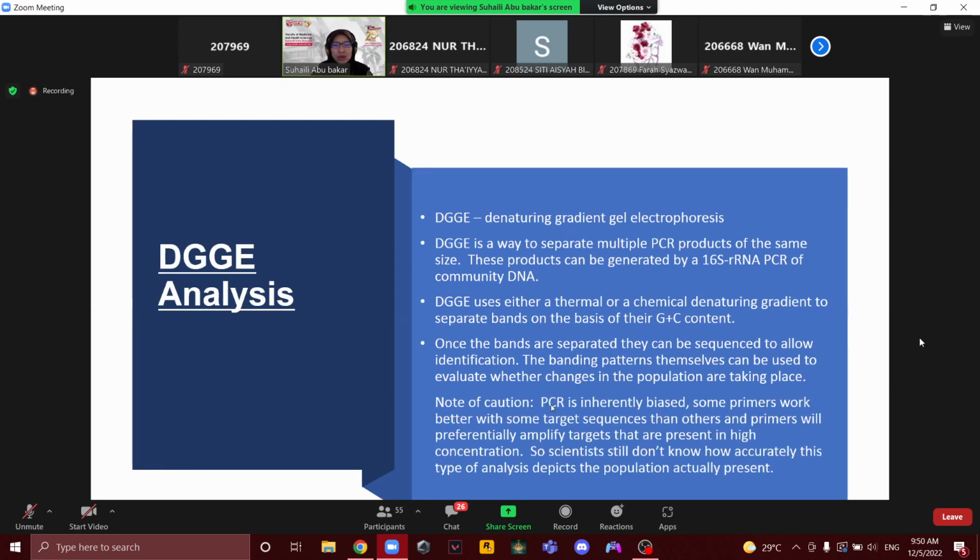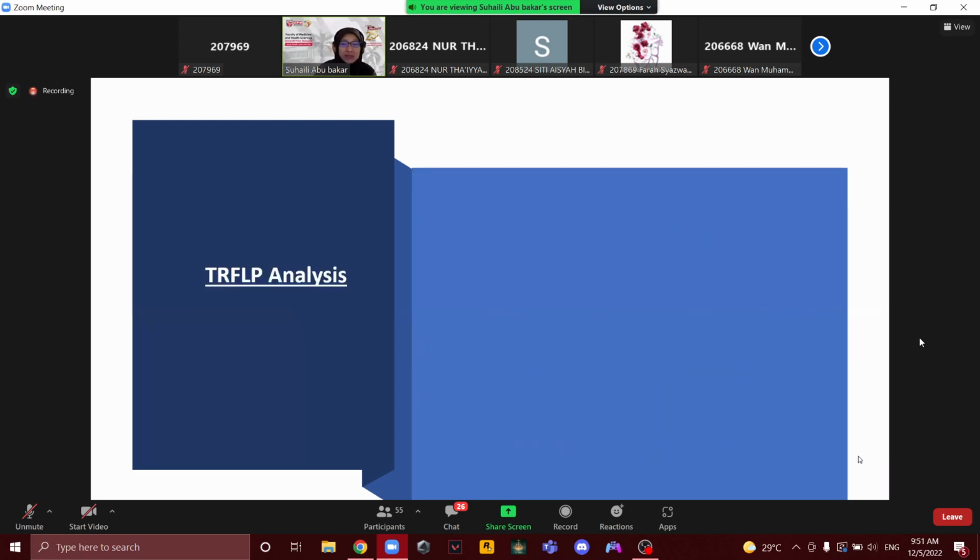Okay. Alright, a note of caution: PCR is inherently biased. Some primers work better with some target sequences than others, and primers will preferentially amplify targets that are present in high concentration. So scientists still don't know how accurately this type of analysis depicts the population actually present. It's possible. So for some types of PCR too, there's a limitation as well, and also there are advantages.